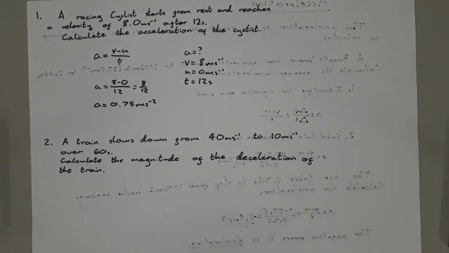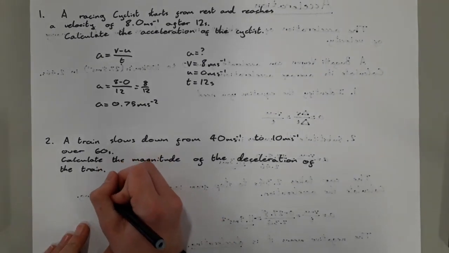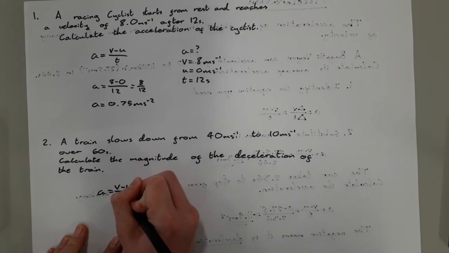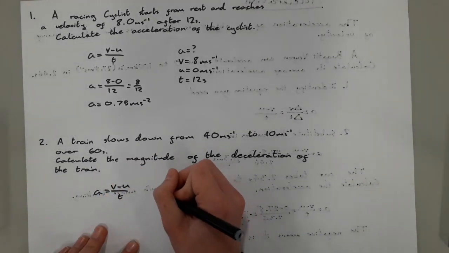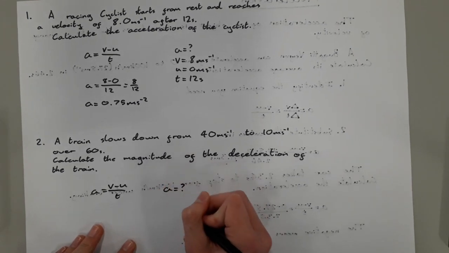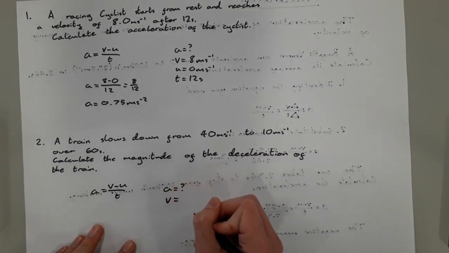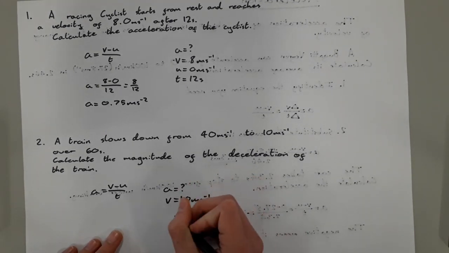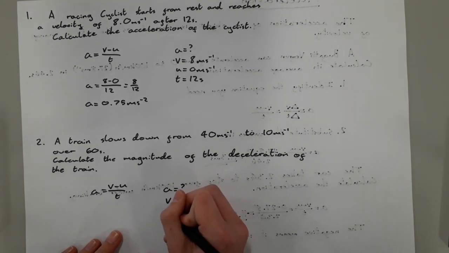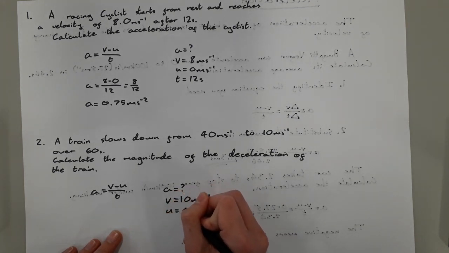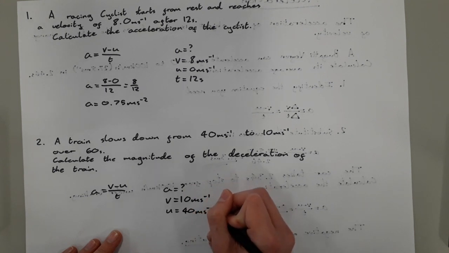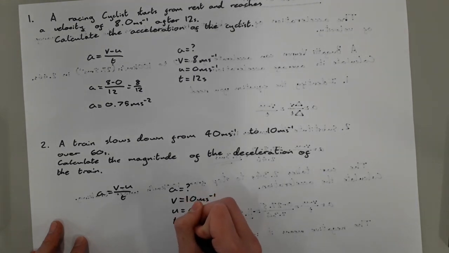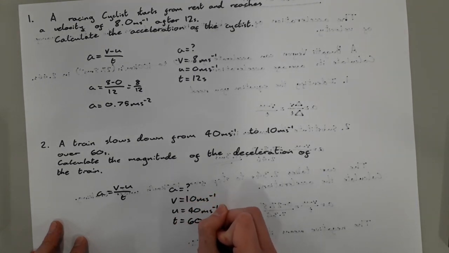Okay, so first we've got to find our equation, which is again a equals v minus u over t. So we find our values. So a, we don't know that yet. That's what we're trying to find out. V this time is 10 meters per second because that's what it goes down to. Initial velocity is 40 meters per second because that's when it starts braking, or when it starts slowing down. And our time is 60 seconds.